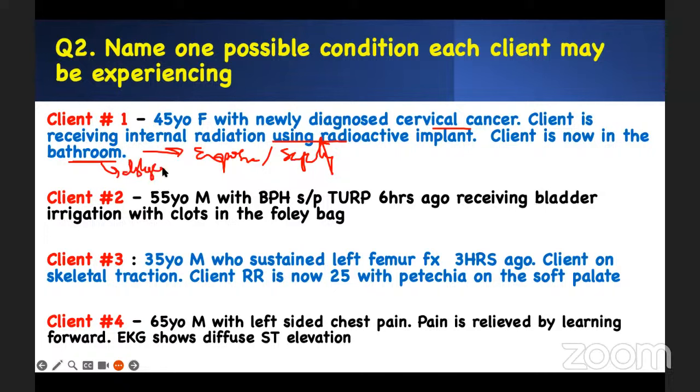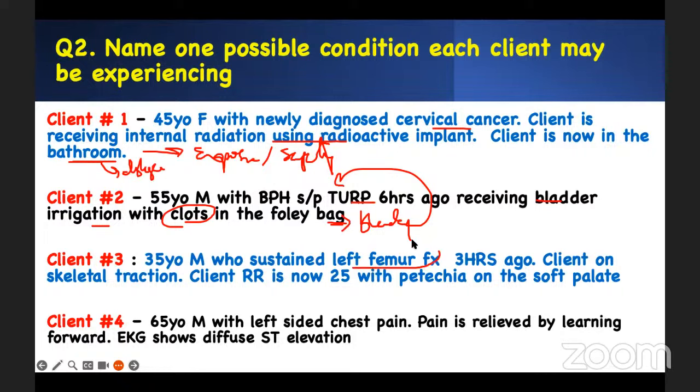Number 2, just at the bed, TURB and bladder irrigation with some clots. There may be some bleeding. We're seeing clots. This is a suspected post-op problem. But what is the problem? It's a bleeding issue. That's why there's clot there. The patient is bleeding.